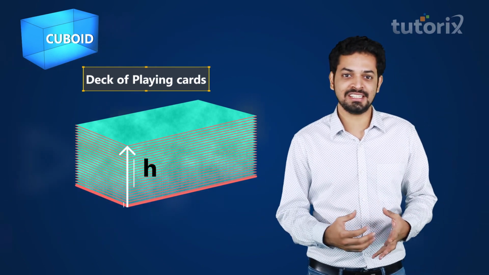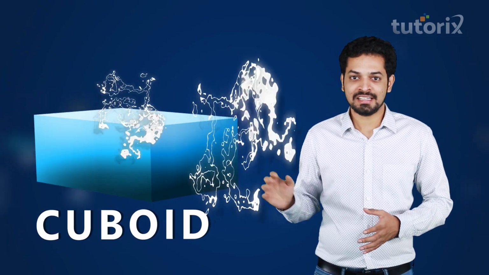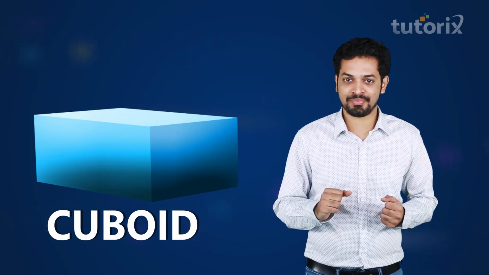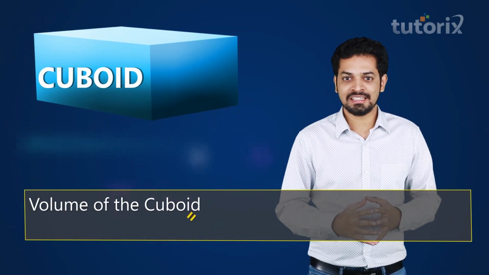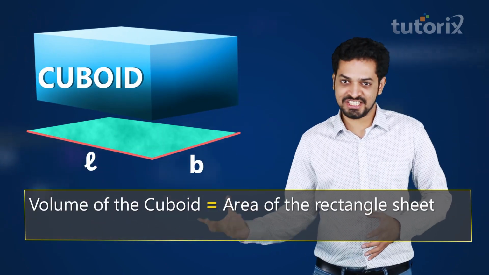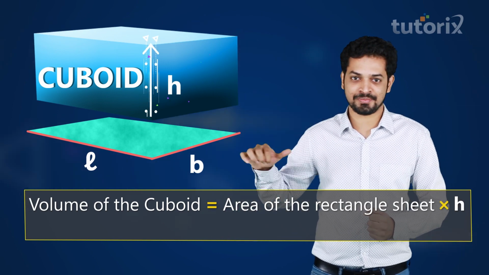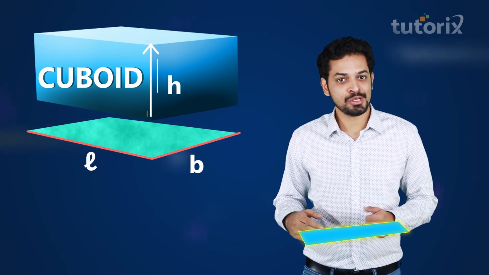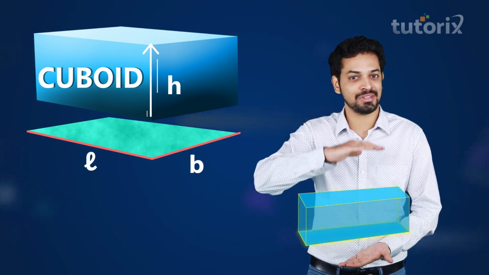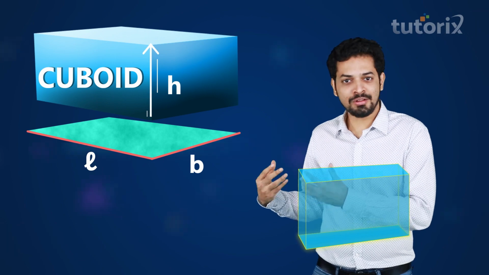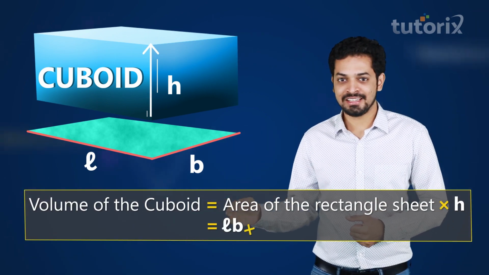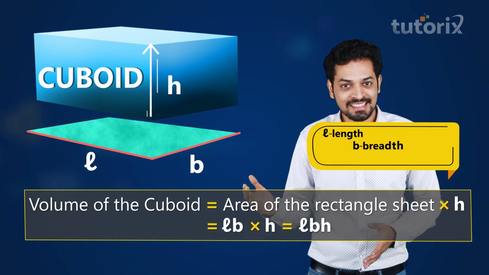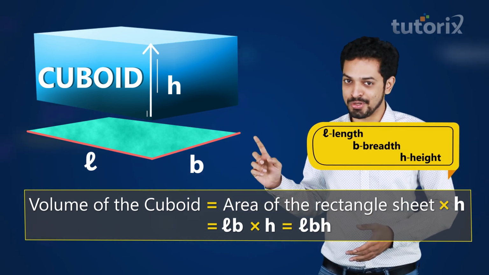So in the same fashion, we can say that a cuboid is infinite thin rectangular sheets stacked one on top of the other. So the volume of a cuboid is nothing but the area of each sheet multiplied with the height h, right? Because area is nothing but length into breadth, so volume has to be area into the height, right? So the volume of this cuboid is LB into h, that is LBH, where L is the length, B is the breadth and h is the height of this cuboid.